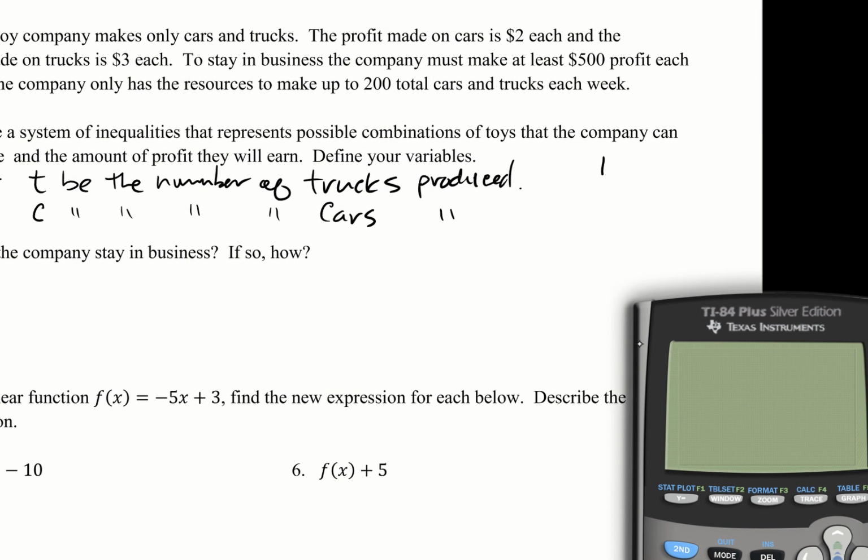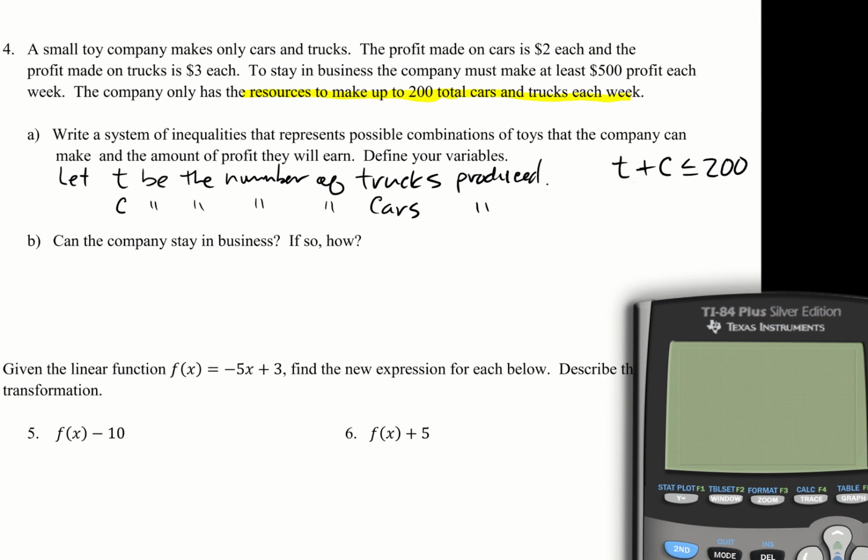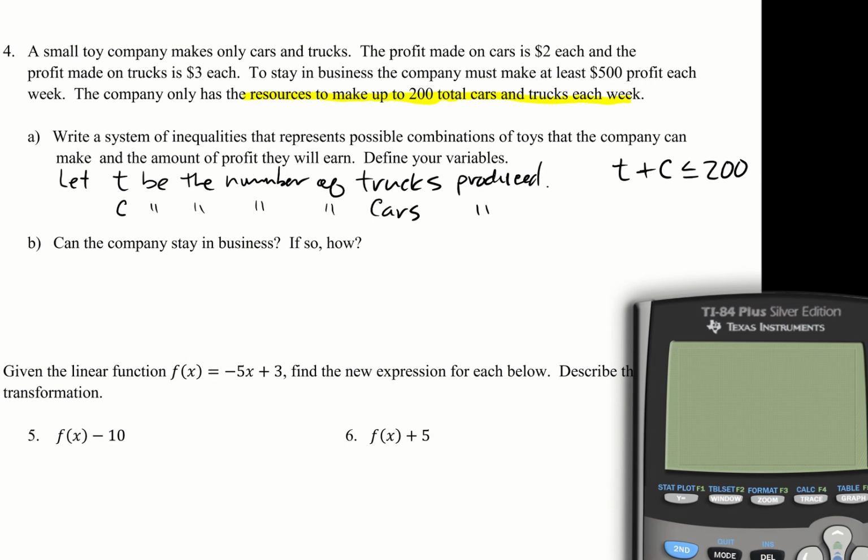Now, there are two constraints. The number of trucks that I produce plus the number of cars that I produce can be no more than 200. I can make up to 200. I can make 200 but not more than 200. So 200 or less. And that's one of the constraints that I can read. It says that they have the resources to make up to 200 total cars and trucks each week. The other constraint that we have here is that our profit has to be at least $500, so 500 or more dollars.